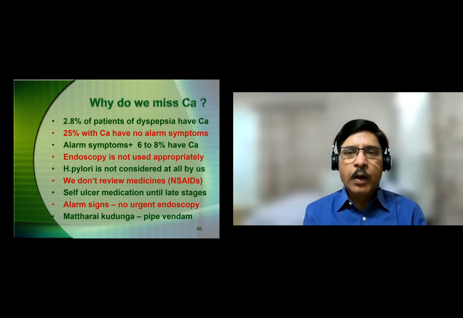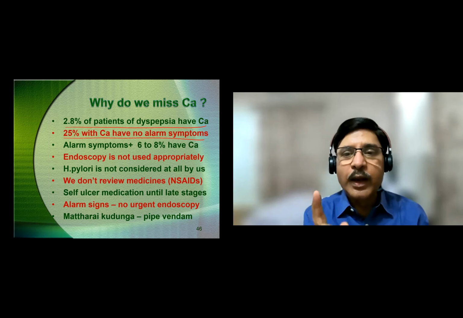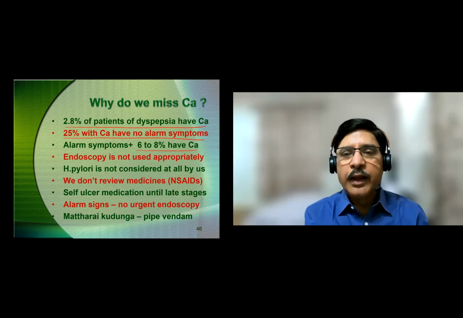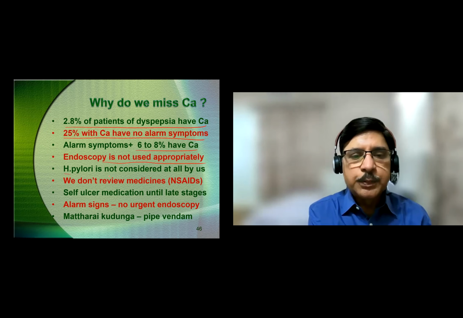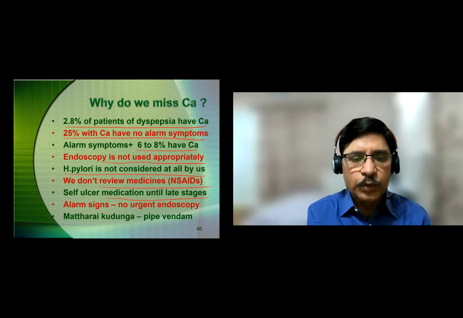Now, how do we miss cancer? The question is, 2.8% or 3% of the patients have cancer, and 25% of them have no alarm symptoms. They come very late. With alarm symptoms, only 8% have cancer. Endoscopy is not used appropriately. H. pylori is not considered at all. We do not review medications. Ulcer medications are used until a late stage, while the patient will be using different painkillers. Alarm signs are missed and no urgent endoscopy has been done.